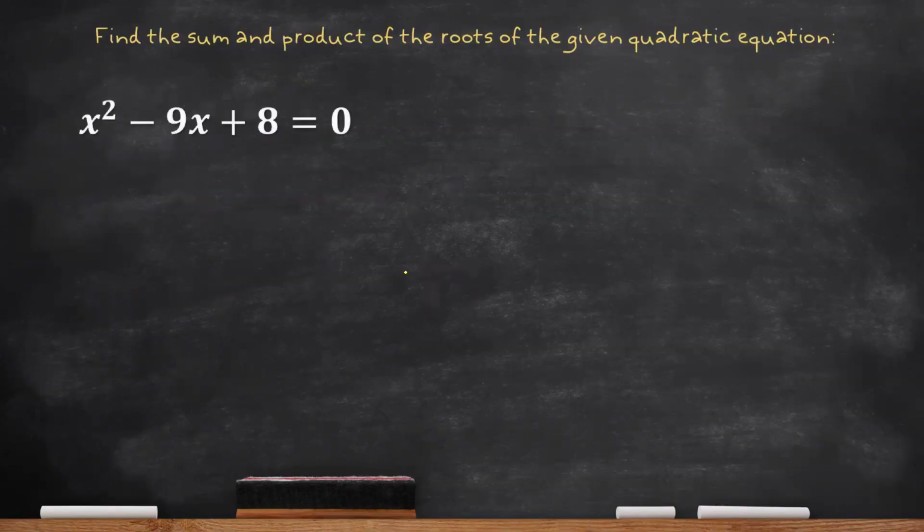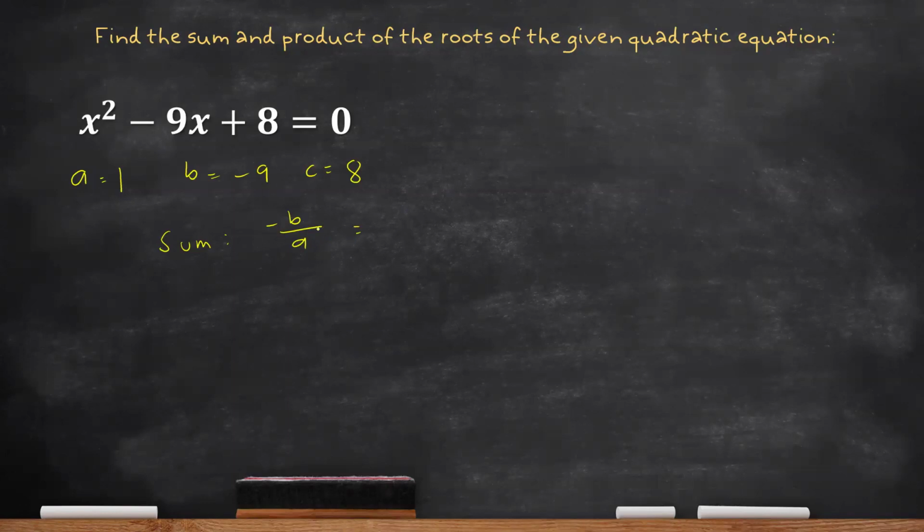Next example. So find the sum and product of the roots of the given quadratic equation. We have here x squared minus 9x plus 8. So again, first step, identify the values of A, B, and C. So value of A is 1, B now is negative 9, and C is positive 8. Okay? And again, to get the sum, formula is negative B over A.